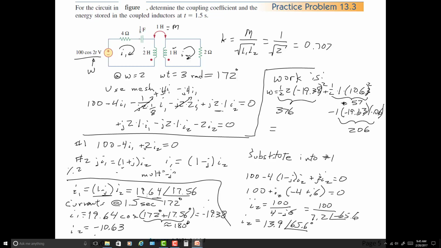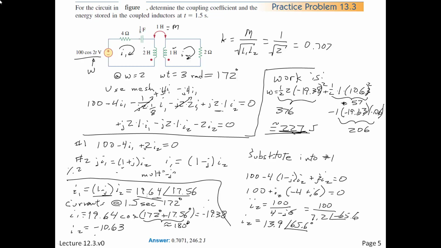376 plus 57. Well, I could take 376 minus 206, and that would be 170. 170 plus 57 looks like about 227. So I'm just going to say it's approximately 227 joules, something like that. They say it's a little higher than that, but I'm sure if I kept track of all my details and fractions here and there, I'd come out about the same. So that is practice problem 13.3.